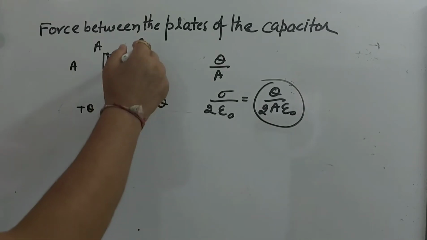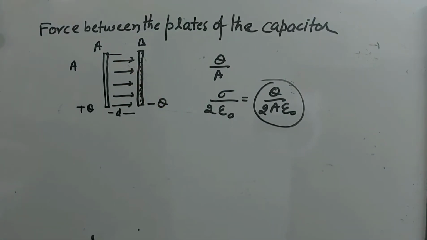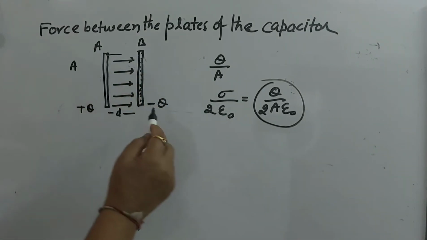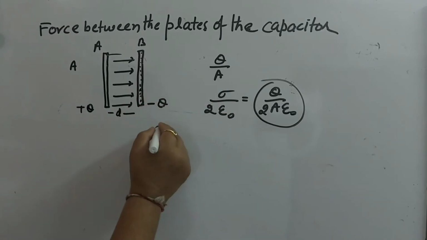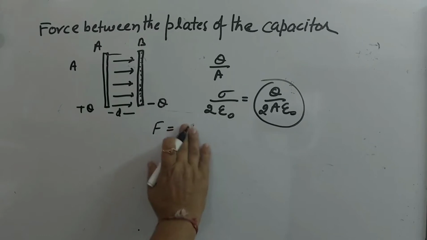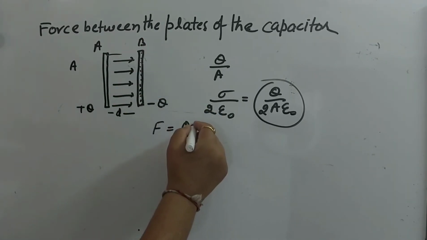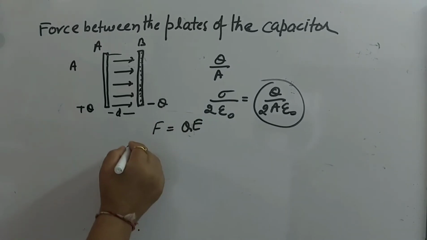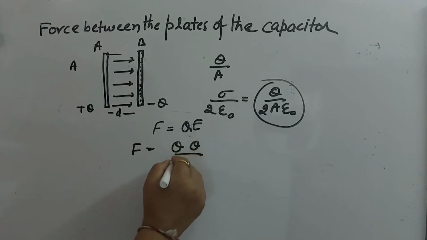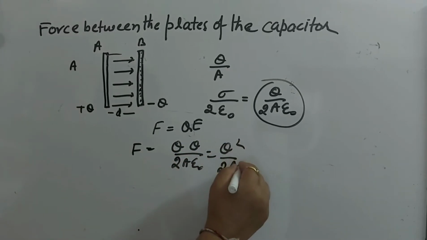Now since this is carrying negative charge, so this whole of the plate is carrying negative charge and charge is Q, so this Q charge will experience force because of this charge into electric field. So the total force will be equal to total charge Q on this plate into E, and this F is equal to now this Q into Q by 2A epsilon naught, and this becomes Q square by 2A epsilon naught.